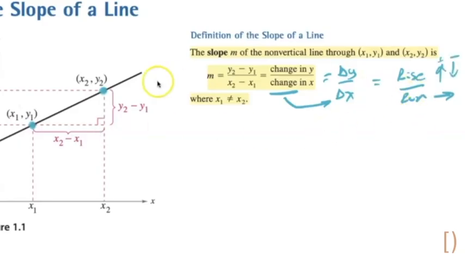Now, the key thing about that is you go from left to right. If I was doing this, this would be my run, and this would be my rise. It's all about how you want to do it. The key is you got to find 2 points, and then either do the slope equation or do rise over run. Let's do a quick example.